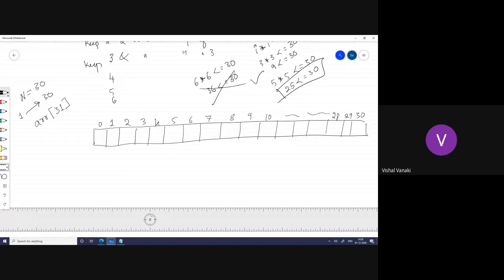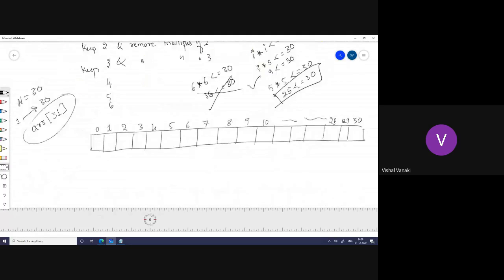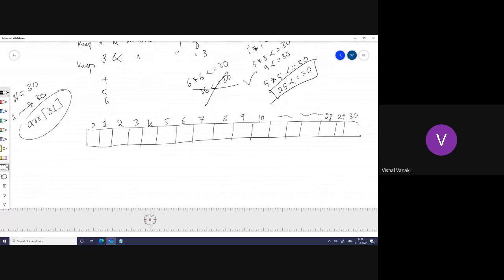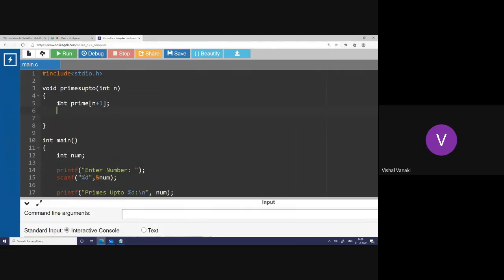Because for this logic I need numbers from 1 to 30, if I declare an array with size 31, I will get an array with index numbers starting from 0 up to 30. So first I will declare an array called prime with a size n plus 1.